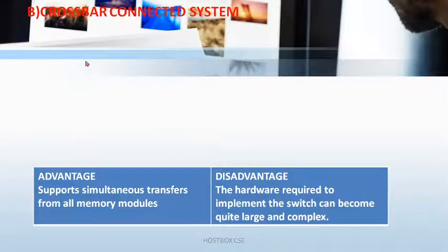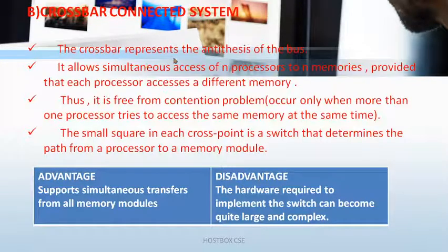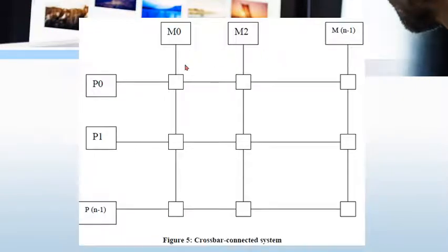The next type of interconnection is the crossbar connected system. Here the crossbar represents always the antithesis of the bus, and it allows simultaneous access of n processors to n memories, provided that each processor accesses a different memory. Let's go to the diagram. Remember here processor 0, processor 1, and a number of processors connected here. This is the crossbar, memory 1, memory 2 and memory n minus 1. This is a crossbar connected system. Sometimes 4 mark or 5 mark questions are asked in university exams. The diagram is a must, and you can explain based on the diagram.